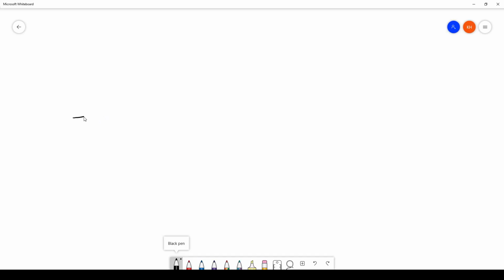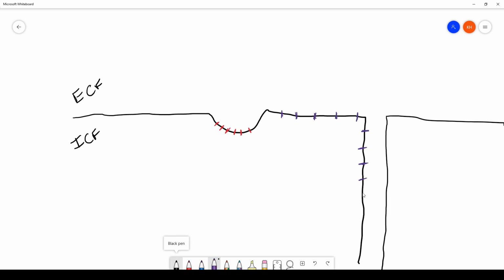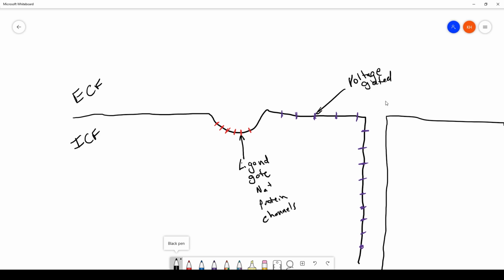So let's get started. First, I'm going to draw the sarcolemma of a muscle cell. Here is the extracellular fluid, and here's the intracellular fluid. Embedded in this membrane are two protein types, ligand-gated sodium protein channels, and voltage-gated sodium protein channels. Ligand-gated channels open when a chemical binds to their active site, and voltage-gated channels open when there's an electrical charge change within the cell.